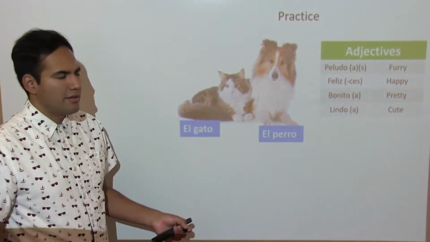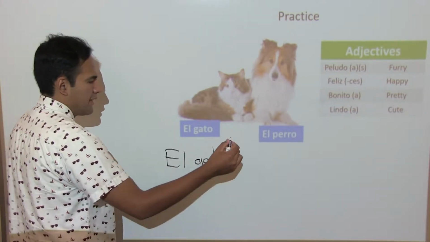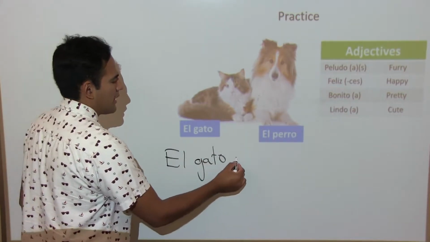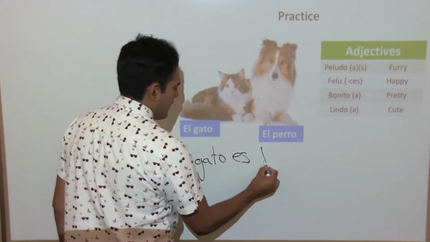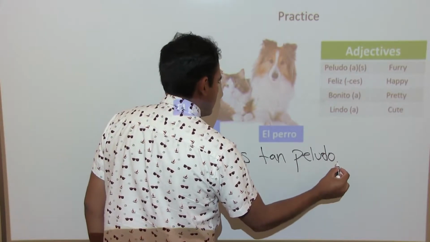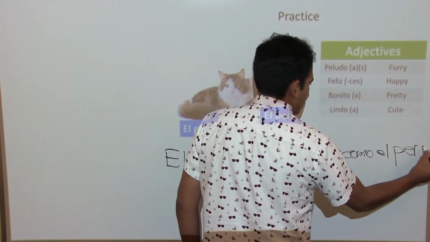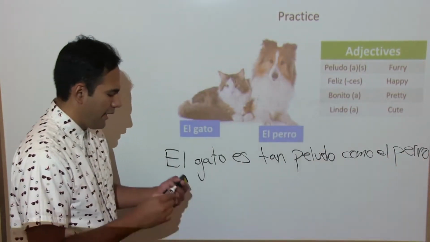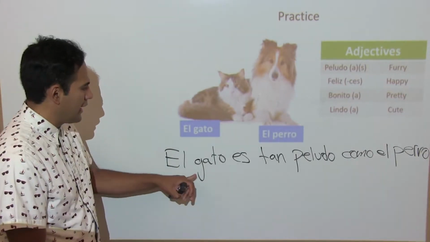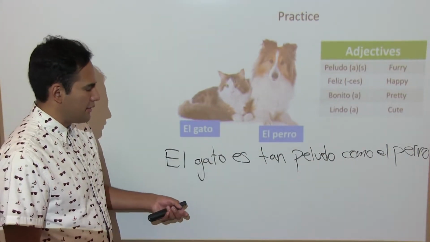So let's use el gato as our subject. El gato. Then the next step was our verb ser conjugated to the subject. Gato es, our sandwich, tan peludo como el perro. Okay? So that's our sentence. We are comparing equality in characteristics. El gato es tan peludo como el perro. The cat is as furry as the dog.